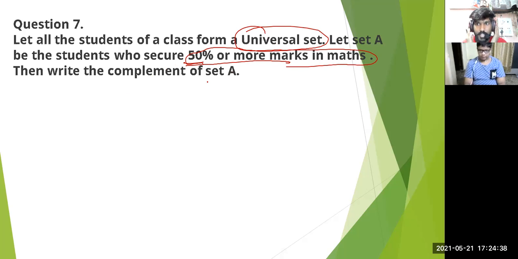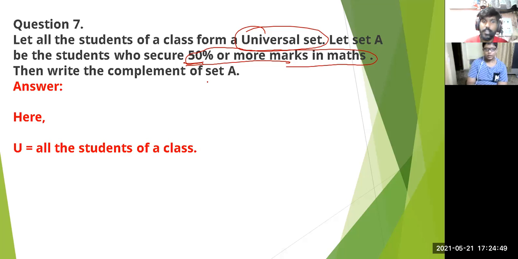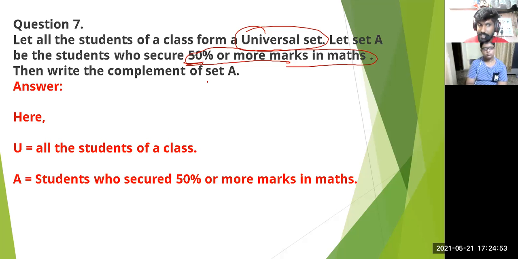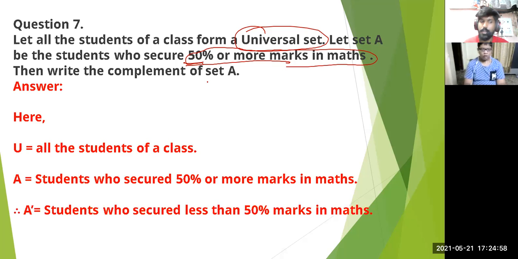Unmute yourself. I can't hear. The complement of A would be the students who have got marks below 50%. Correct. So here, U is the set of all students of a class. A is students who secured 50% or more marks in maths. So A complement, as you said, will be students who secured less than 50% marks in maths. So this way you will write it down.